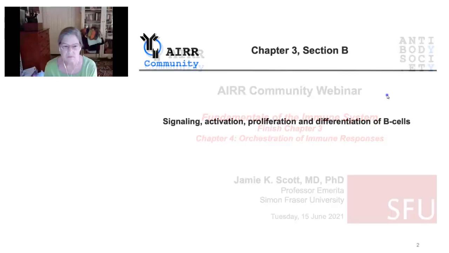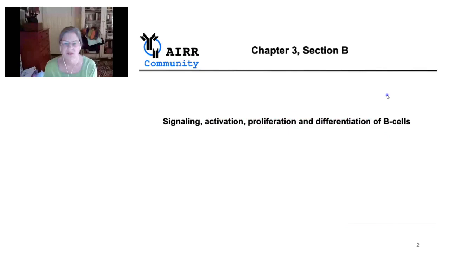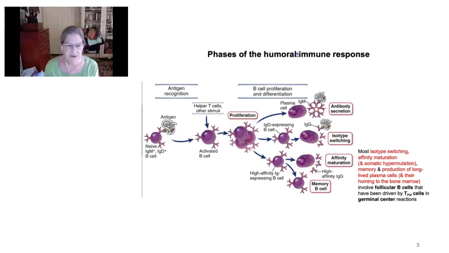So where we had ended up was toward the beginning of chapter 3, section B on signaling, activation, proliferation, and differentiation of B cells. We'd already gone through all that for the T cells, the CD4 and CD8 T cells. And at this point, we were doing it for the B cells, B cell responses. So there are different phases in rolling out a humoral or antibody-based immune response.